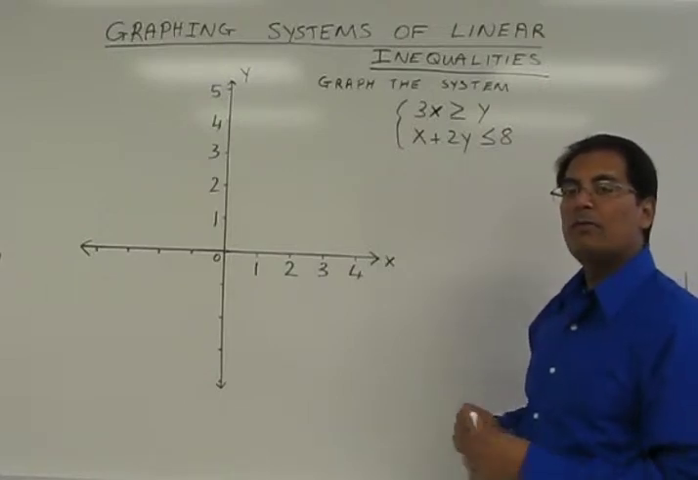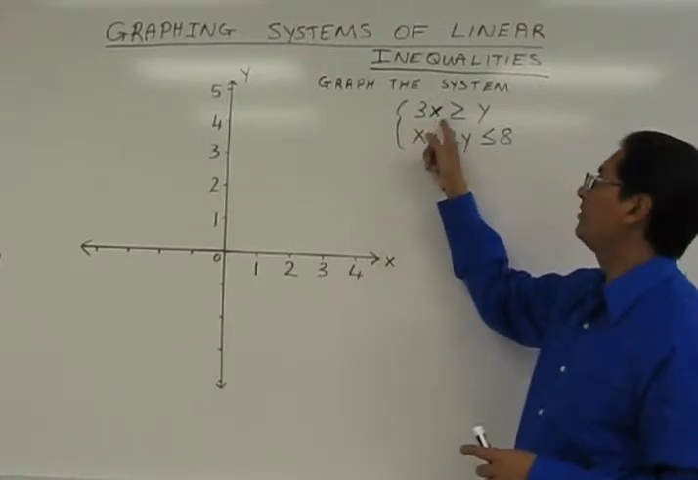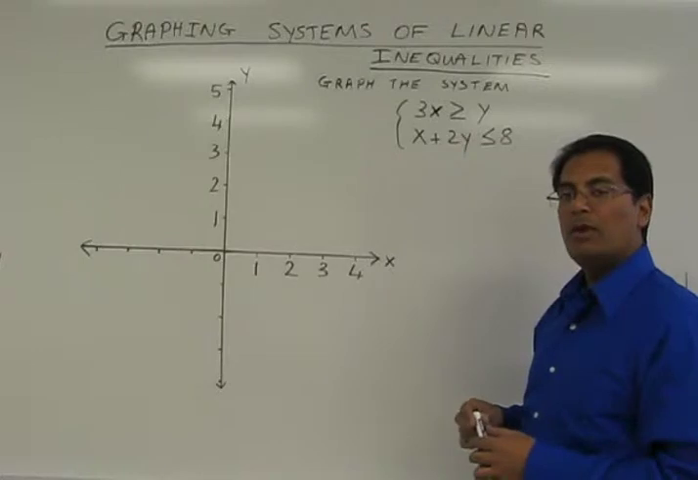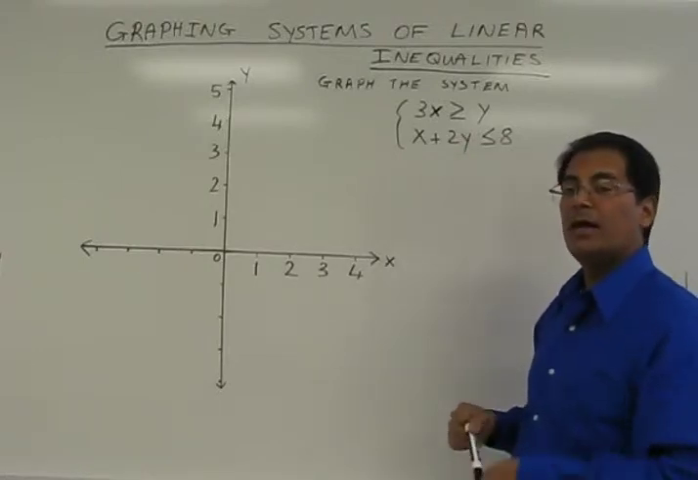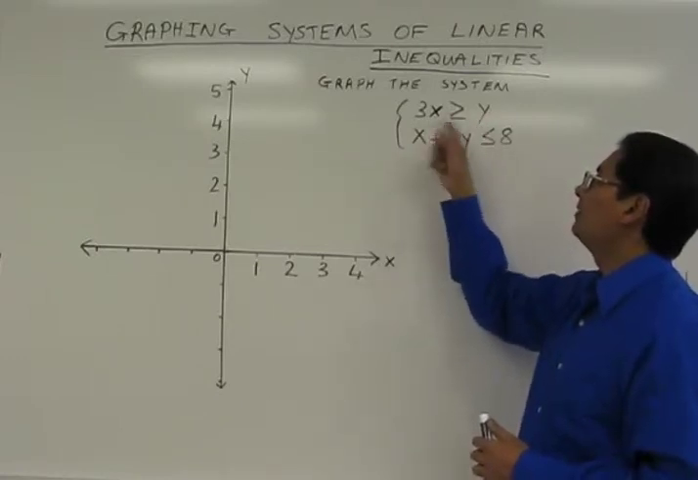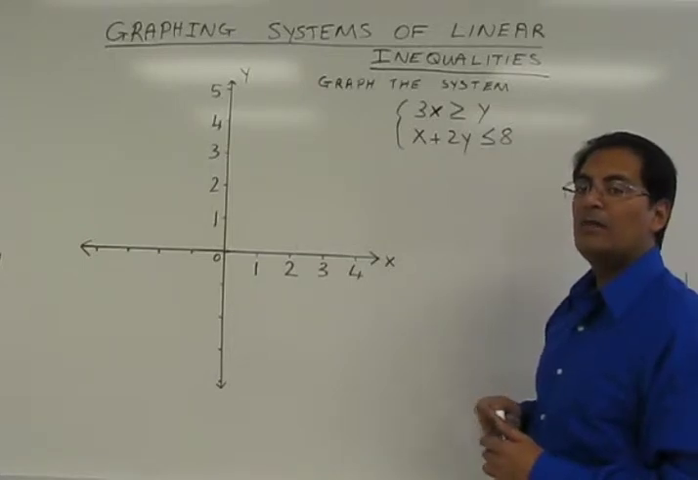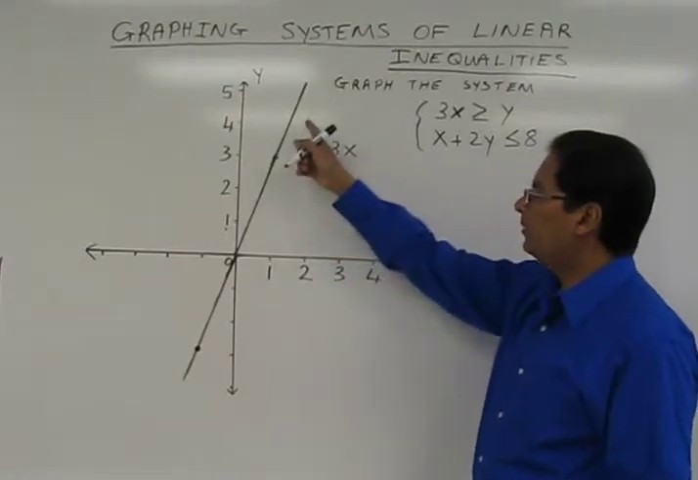So to begin with, we're going to graph each inequality. The first inequality is 3x is greater than or equal to y. In order to graph that, you may recall we have to graph the line and then figure out which side of the line makes this inequality true. So we have the line 3x is equal to y. So we'll graph that line 3x is equal to y like this. So this is the line y equals 3x.